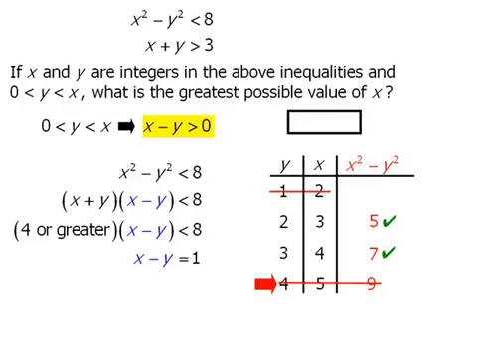Now, as you can see, there's a pattern developing, and every successive pair of values we plug into the expression will always be greater than 8. So there are only 2 possible values for x, 3 and 4. The greatest of these is 4, so we'll go up here and enter 4.